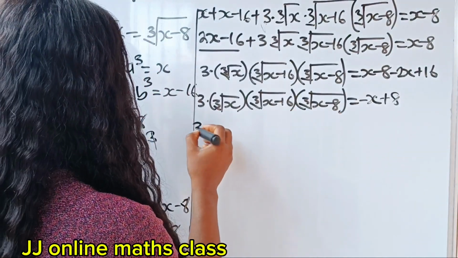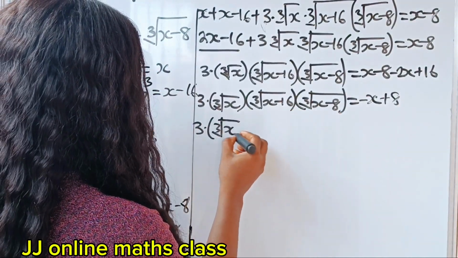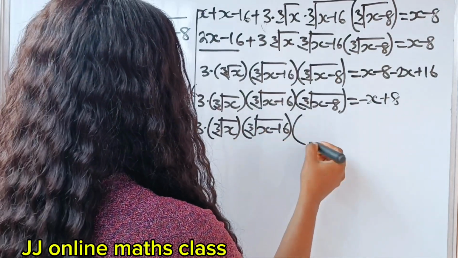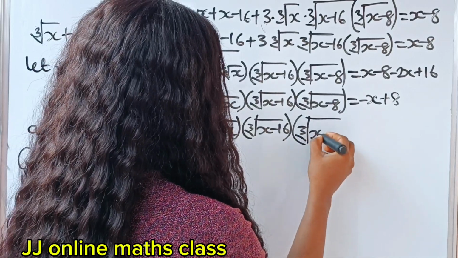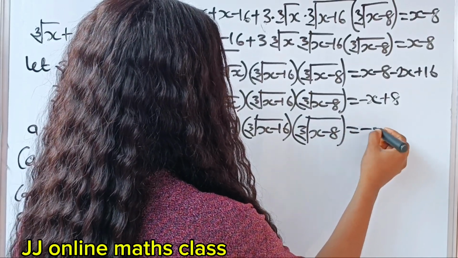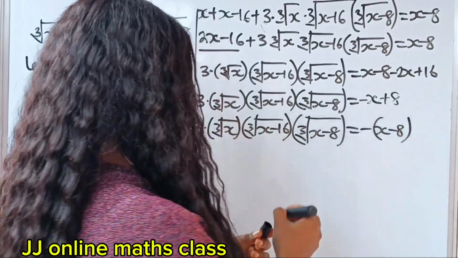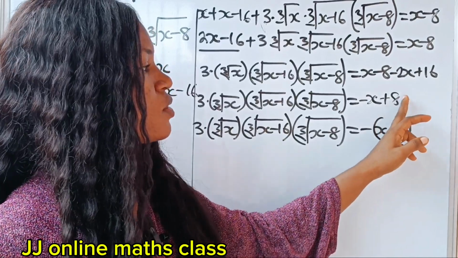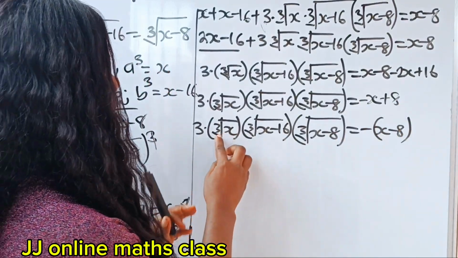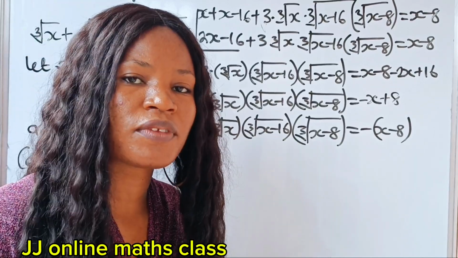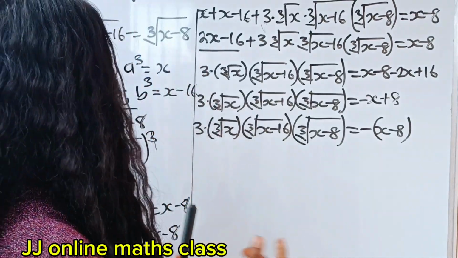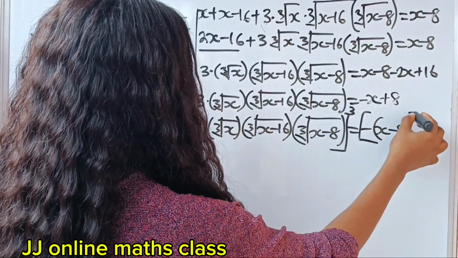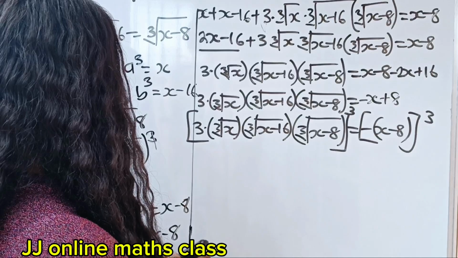Okay, so we can now write 3 multiplied by the cube root of x multiplied by the cube root of x minus 16, multiplied by the cube root of x minus 8 is equal to, now let me bring this out, it's going to be this, right? Yes, because minus times x will give us minus x, and minus times minus 8 will still give us plus 8. Okay, at this point there are so many cube roots, so to remove that we are going to cube both sides of this equation. So if we cube this side raised to the power of 3 and this side raised to the power of 3, right? So this is what we will have.